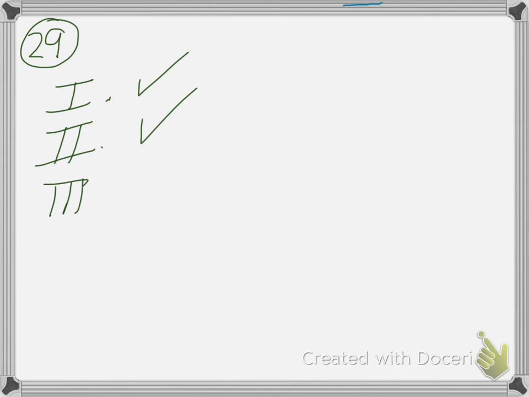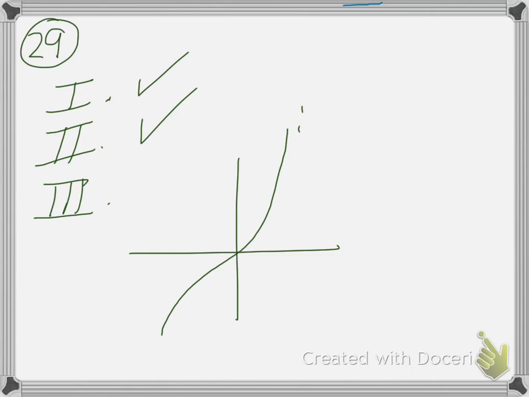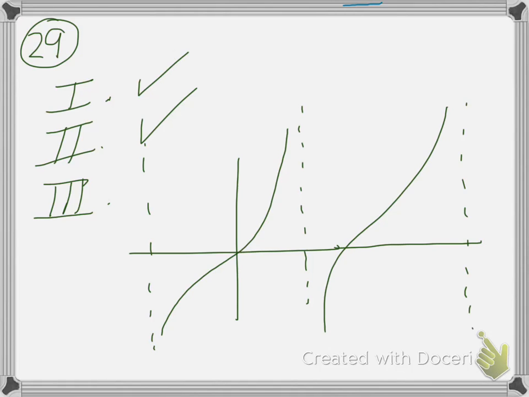But for number 3, the function is tan x, and hopefully you recall that tan x looks like this, and then there's an asymptote here and an asymptote here, and then the whole thing continues again like this, and then there's an asymptote here, and so on. So that is not continuous for all numbers, so number 3 was not true. So only 1 and 2 are true, and that gives you choice D.